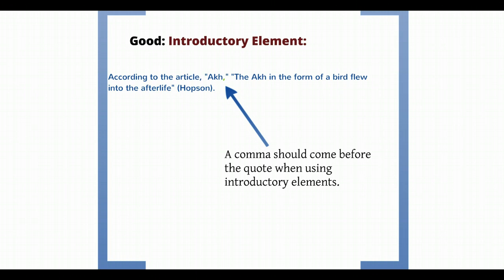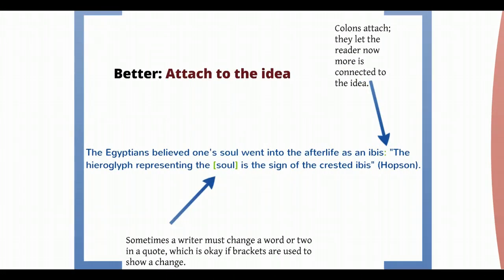The second way that I can introduce my quote is by attaching it directly to the idea. So notice my quote: The Egyptians believed one soul went into the afterlife as an ibis. The hieroglyph representing the soul is the sign of the crescent ibis. So I have my idea first, and then I've attached my support to the idea. And notice I did that with a colon, because a colon attaches. A colon tells the reader that there's more connected to this idea.